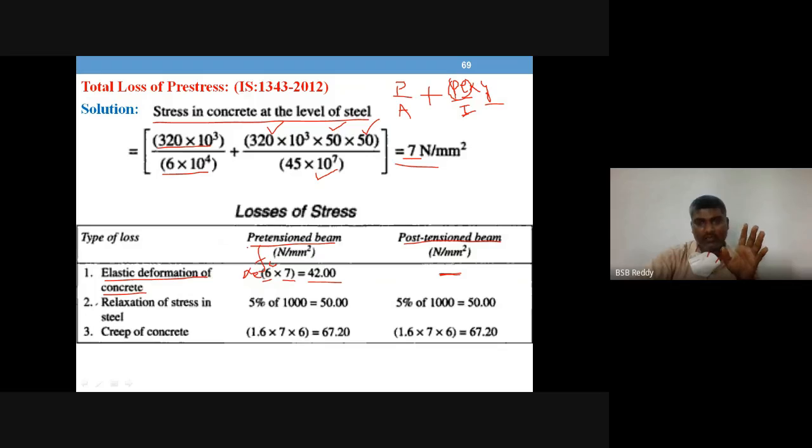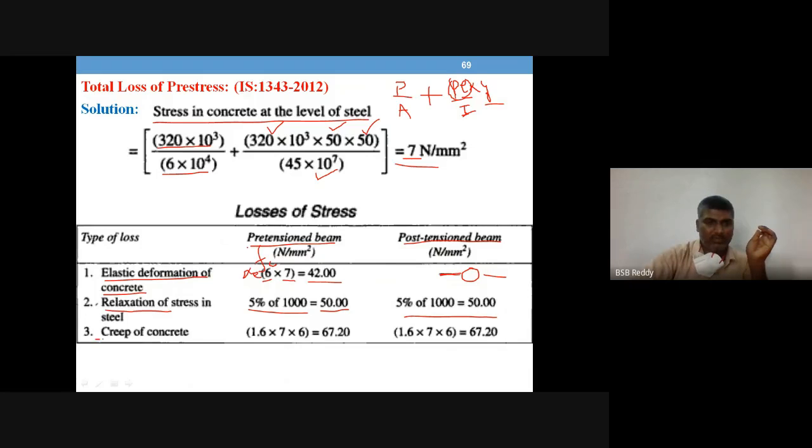So the loss of pre-stress due to elastic deformation or elastic shortening is zero in the case of a post-tensioning beam. Relaxation loss is the same whether it is pre-tension or post-tension. 5% of 1000, that is 5 into 1000 by 100, which is 50. For both cases, it is the same.